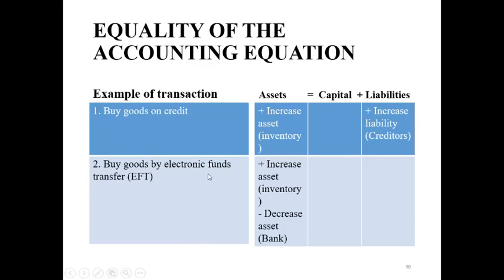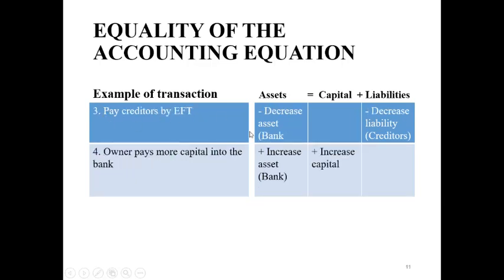Second example, buy goods by electronic funds transfer. Remember, we no longer have checks, so nowadays payments are by EFT. So what happens here? Only the asset side, only the left hand side of the equation, will be affected. On the one hand, you increase the asset, which is inventory, and you decrease another asset called bank. Remember, always two items will be affected. No effect on the capital, no effect on the liabilities. But now when you look at the net effect of these two, the one increases, the other one decreases, the net effect is 0.